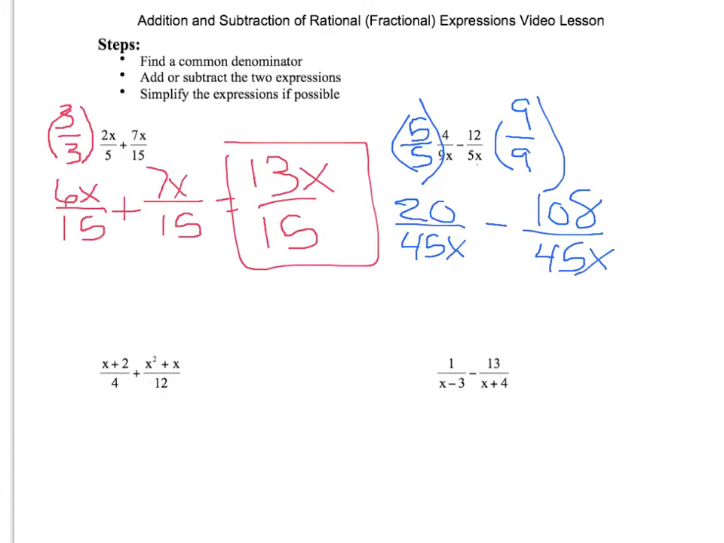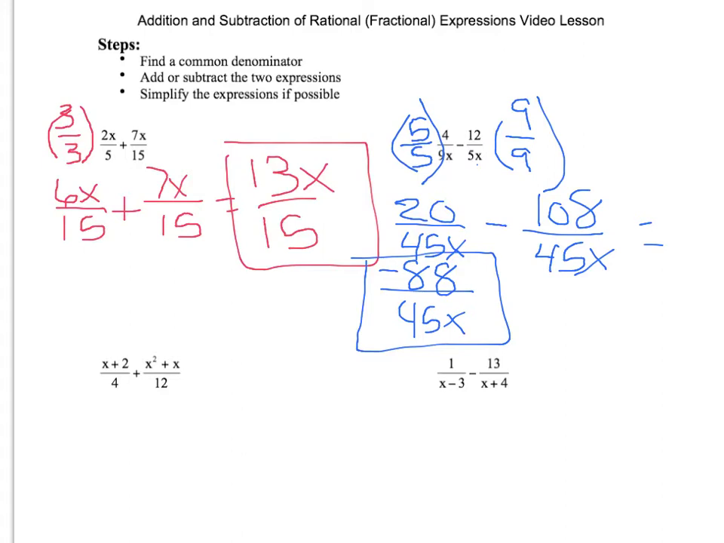Then we have to subtract, so since I have a common denominator, I'll just rewrite that denominator as 45x. 20 minus 108 is negative 88. And I do not believe anything goes into negative 88 or 45, so this would be my final answer here. If I could reduce, I would.